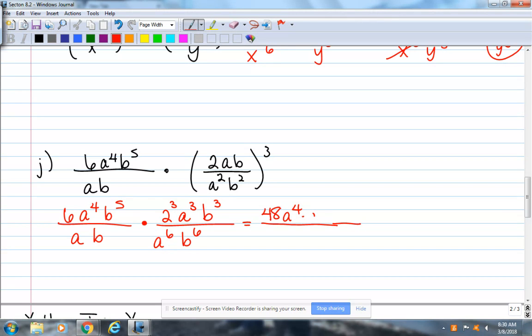And then I'm just going to write down my a's together. I have an a to the 4th and an a to the 3rd on top. And then a b to the 5th and a b to the 3rd on top. And on bottom, I have an a to the 1st and an a to the 6th. And a b to the 1st and a b to the 6th. Y'all see what I did? I just rearranged and put my like bases together.